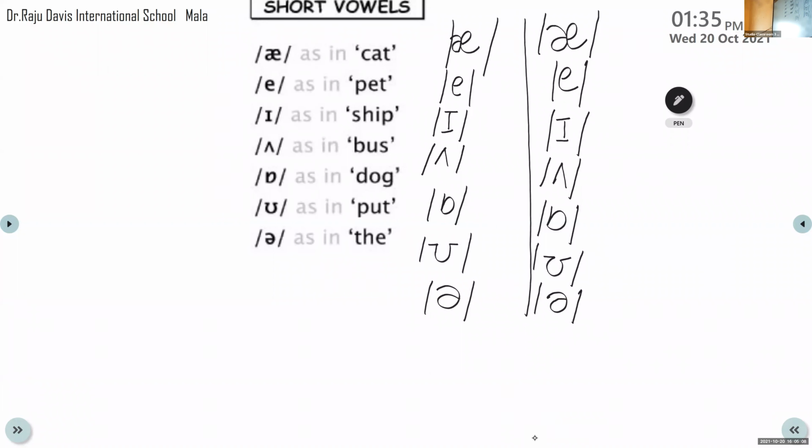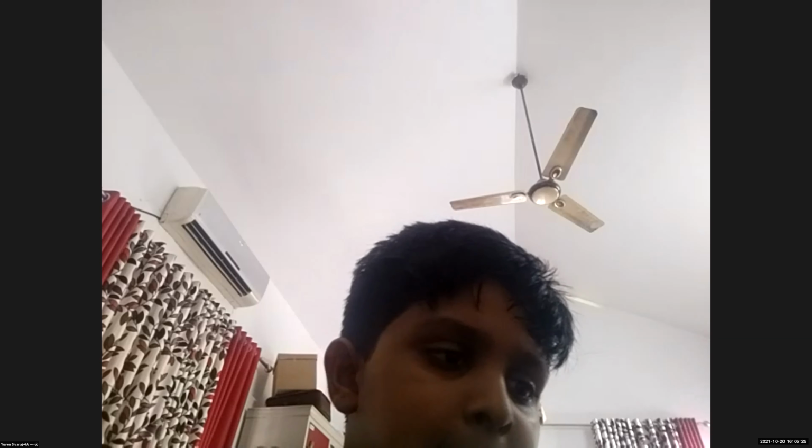Clear? Okay. So we'll stop with these seven today. If I tell you too many, you will get confused. So for tomorrow, revise these and the consonants. Tomorrow, memory test is combined, vowels and consonants. Good. Any confusions?